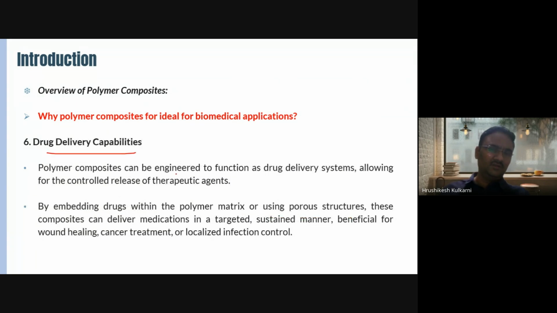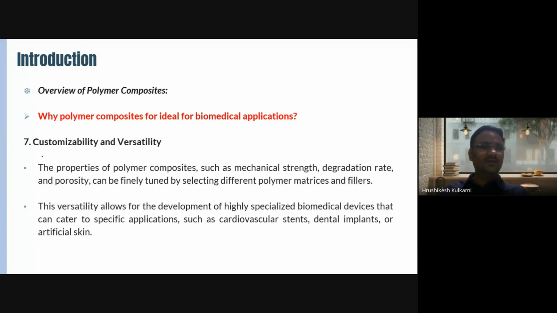Drug delivery application. You know, there are applications where we have to deliver the drug inside the patient's body, and that can be easily done with the help of our polymer composites. This drug delivery should be properly targeted in a sustained manner for wound healing applications, cancer treatment, and localized infection control. So in diseases where a normal injection or drug cannot be delivered, there we can use these drug delivery systems with the help of polymer composites.